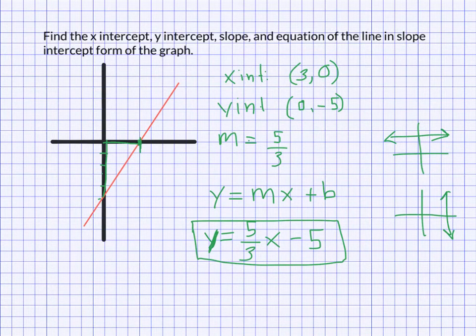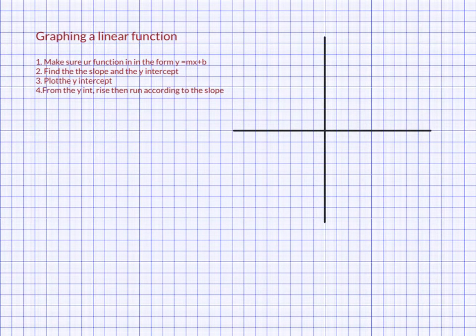Now the last thing I want to quickly look at is if we do have an equation, how we would go about graphing it on our own. Okay, to graph a linear function, the first thing you want to do is make sure it is a linear function. That means it will be either y equals a slope times x plus b or f of x equals mx plus b. After you recognize that you do have a line, in order to graph it, we're going to find the slope and the y-intercept. So let's say I have this function y equals 3x minus 2, and I want to graph that.